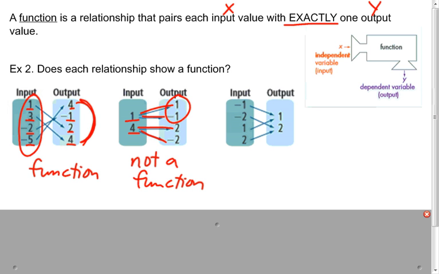What about this third one? -1 has one arrow coming from it. -2 has one arrow coming from it. 1 has one arrow. 2 has one arrow. Each one of my inputs has one arrow coming off of it. So yes, it is a function.